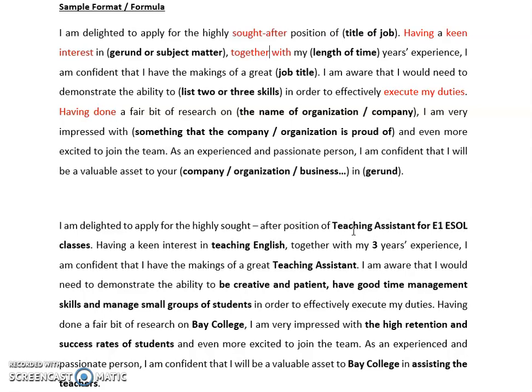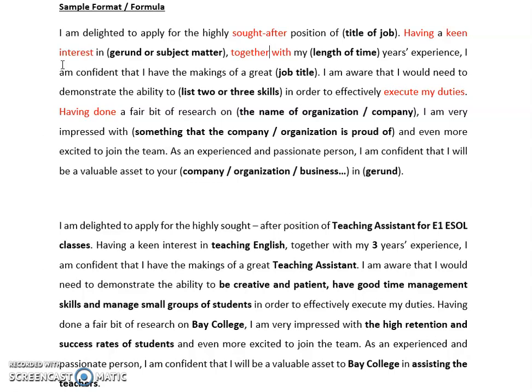So if I'm applying for a teaching assistant, this is the text I would use. If I'm applying to be a chef in a restaurant, again, I would use the same sections here, but then I would change all my bold answers to be relevant to the job as a chef in a restaurant. So hopefully that's clear. I'm going to go through the sample format formula, and then I'm going to give you my response.